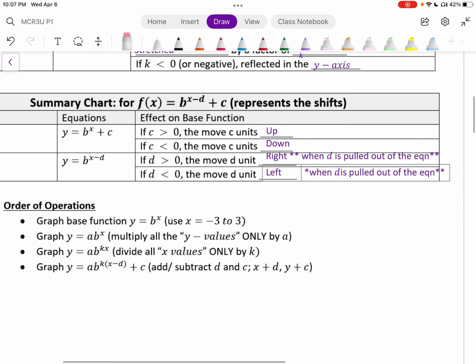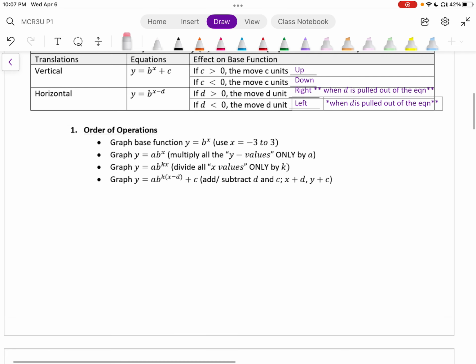Okay. So there's two ways that you can graph. The first one is using the order of operations. So you can go ahead and graph the base function y equals b to the power of x. This b is often going to be a number, so it's going to be 2, 3, whatever it might be, right? Then you're going to graph the a times b to the x. So you're going to go ahead and multiply all of the y values by a. Then you're going to multiply all the x values by 1 over k, right? So you always have to flip it, and then you're going to add or subtract the d and the c values, okay? So that's one way to do it.